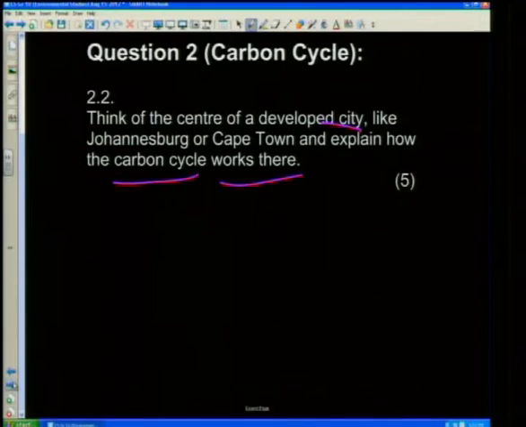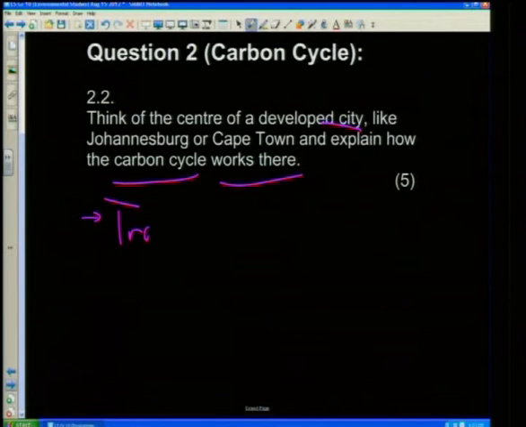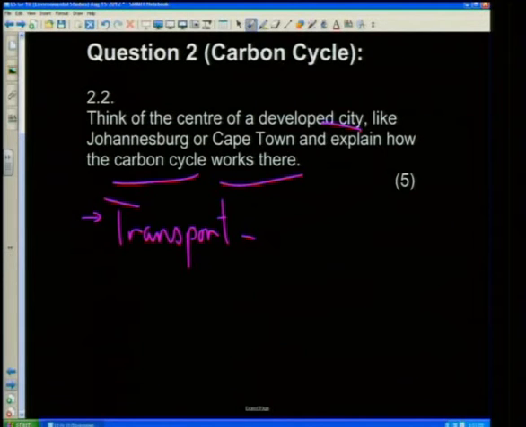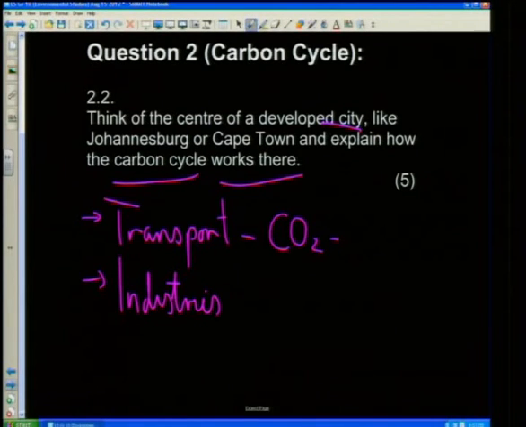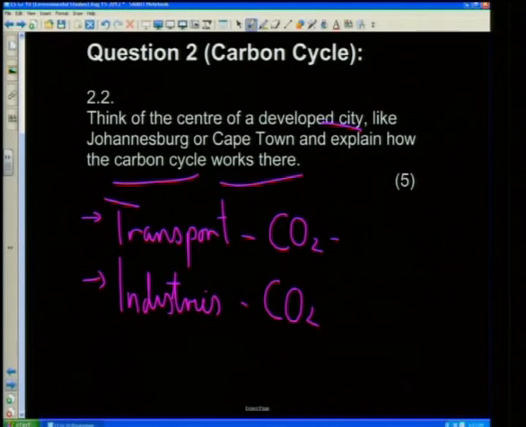Okay, so in a town, in a city, what would be the contributors of carbon dioxide? Firstly, it would be transportation. So transport systems. You know that because these are cosmopolitan cities, you have large amounts of carbon dioxide being produced by motor vehicles. We also have several industries, and these industries contribute to carbon dioxide levels as well. Okay.